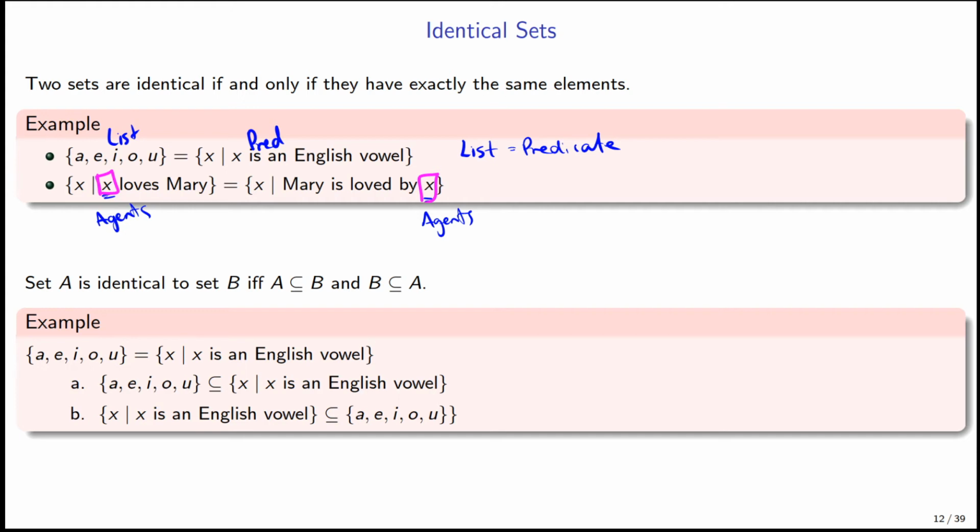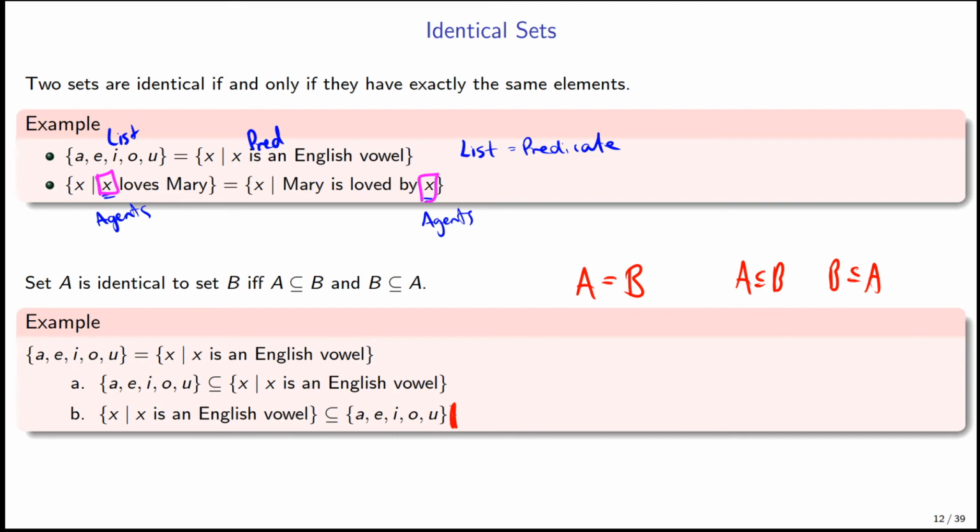Okay, and formally, if two sets are identical, like A equals B, this just means that A is a subset of B and B is a subset of A. In other words, the elements are exactly identical because both of the sets overlap. So again, {A, E, I, O, U} is the same thing as the set of x such that x is an English vowel. That means {A, E, I, O, U} is a subset of the set of x such that x is an English vowel, and the set of x such that x is an English vowel is a subset of {A, E, I, O, U}. And I had an extra little bracket there that shouldn't be there.